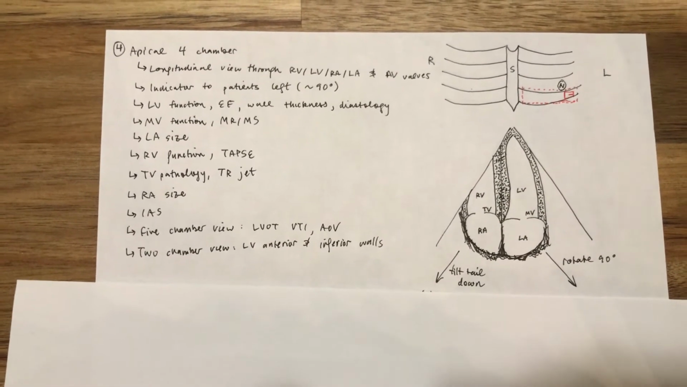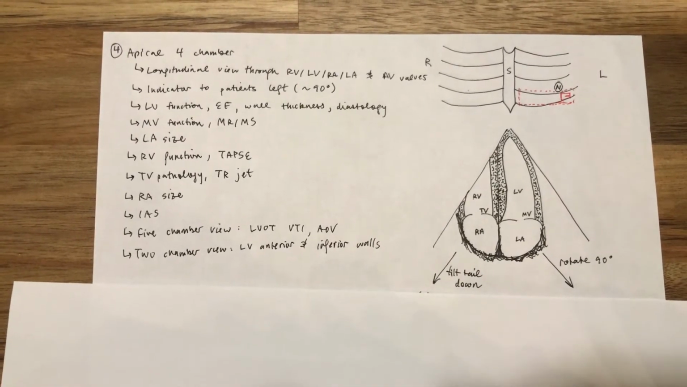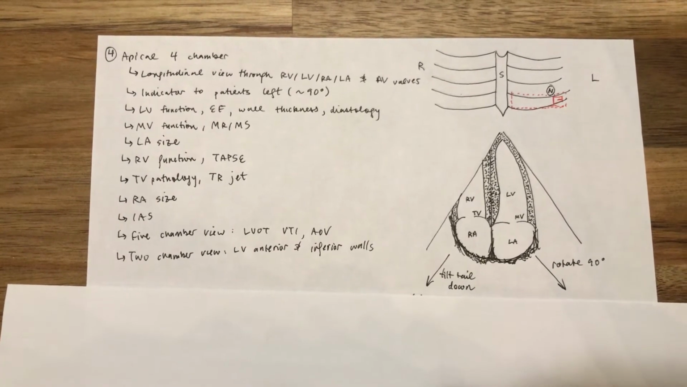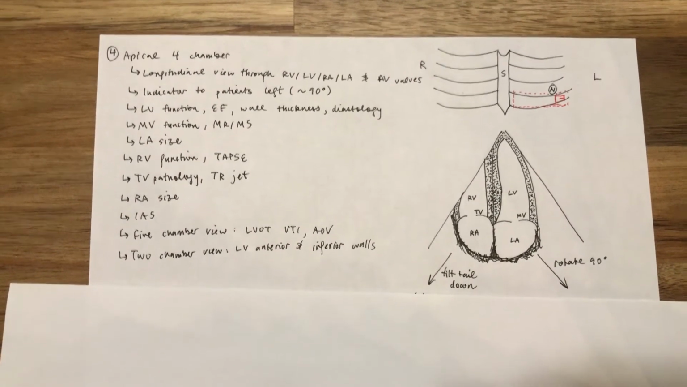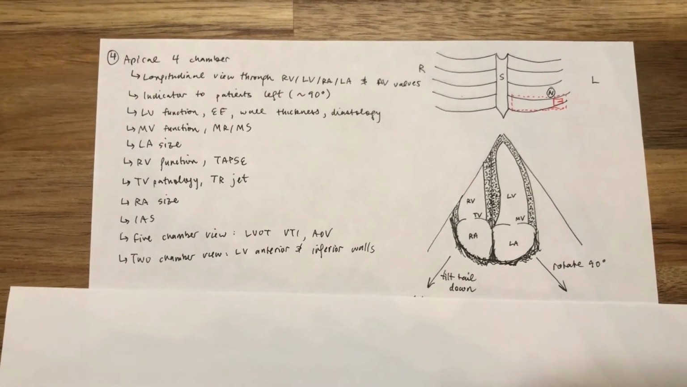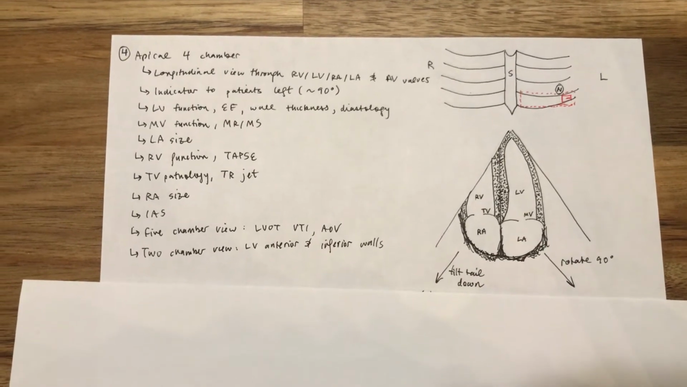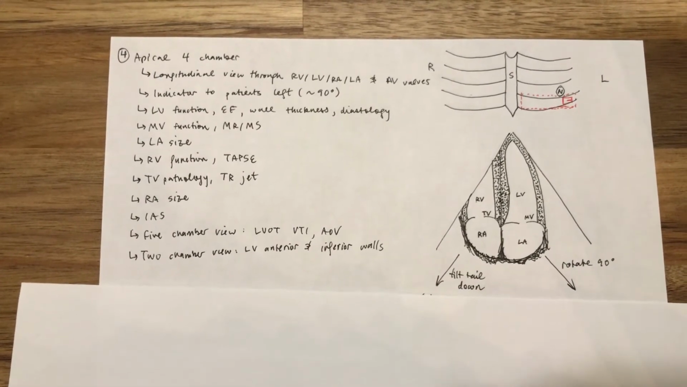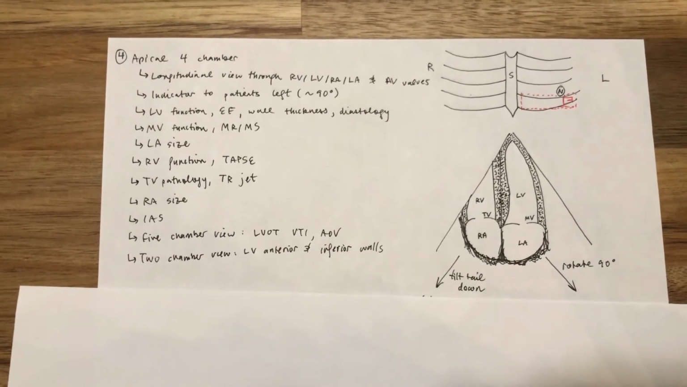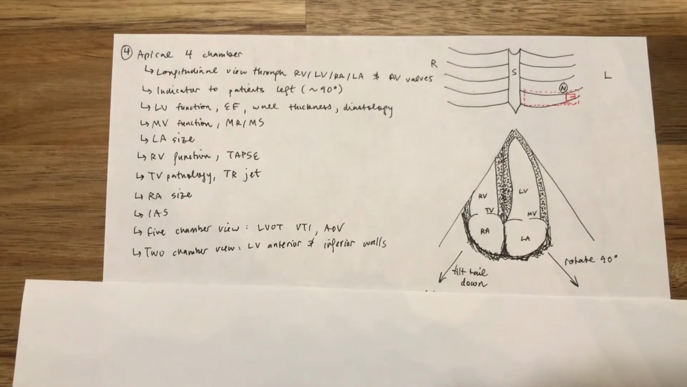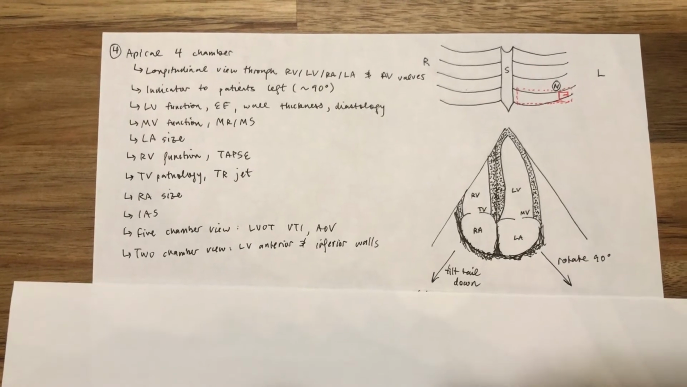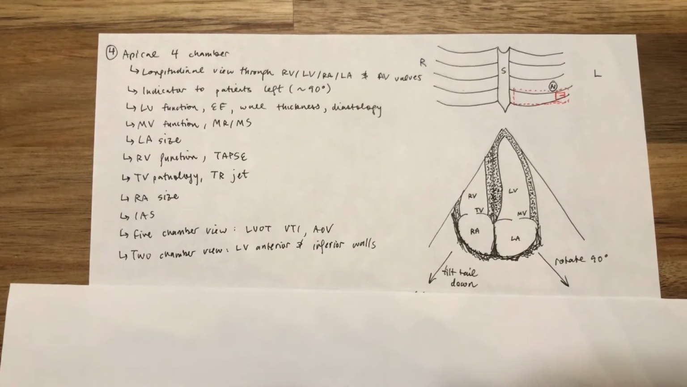The ultrasound beam is lined up with the tricuspid and mitral valves. So from the left side of the heart, you can do diastology and also characterize MS or MR, and on the right side you can characterize TR. You can also see the size of the atria relative to the ventricles. You can also look at the intraatrial septum, looking for right to left or left to right shunts.